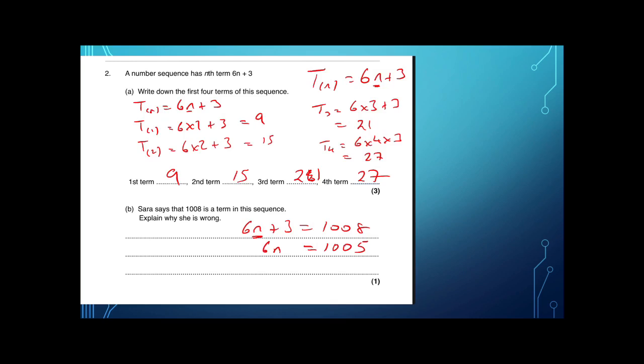Now when you divide by 6, you're effectively dividing by 3 and 2, and this isn't an even number, so we're going to get a decimal answer. But n is the number of terms. So n is either 3 or 4 or 5 or 25, and as it's a decimal, not a whole number, that means 1008 isn't in the sequence.